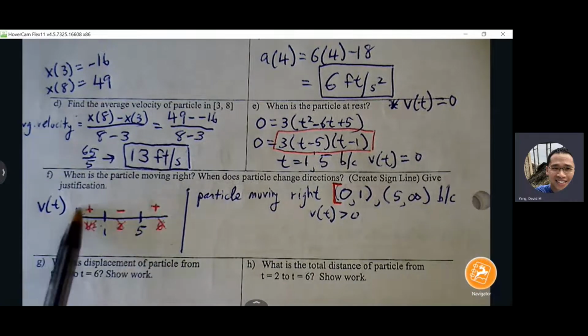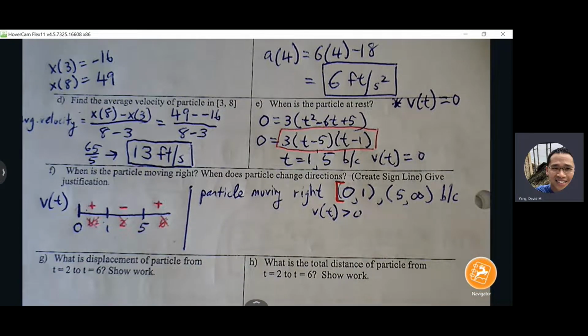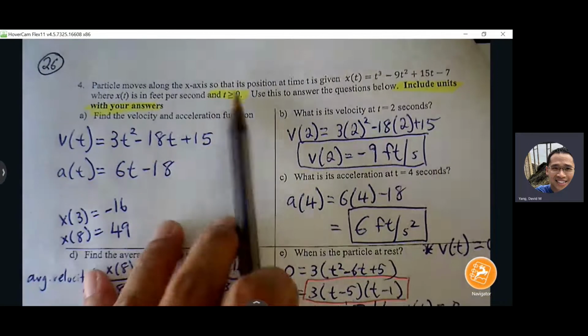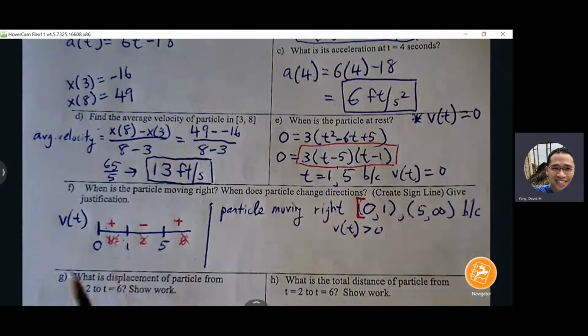Okay, when is a particle moving to the right? Moves to the right whenever positive is exhibited. So we know we'll go from 0 to 1 and then also from 5 to infinity. Most of your intervals will always be parentheses, except for a situation where the particle could be moving already. So here we need to test zero because zero is not a place where this object is stopping, right?